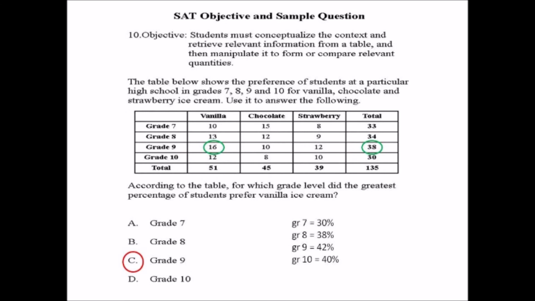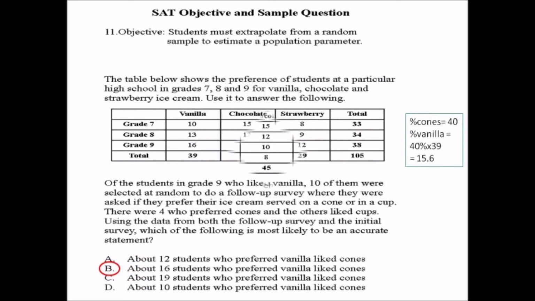Number 10, C was the answer again. And here you had to isolate information again. They want to know for which grade level did the greatest percentage of students prefer vanilla. So you work it for each grade level, and you would get 30, 38, 42, 40 in percentages. And then the highest one would be 42. That's grade 9. So simply work it. I just did grade 9 for you with the green circle, to show you the numbers you would be using for vanilla and then the totals.